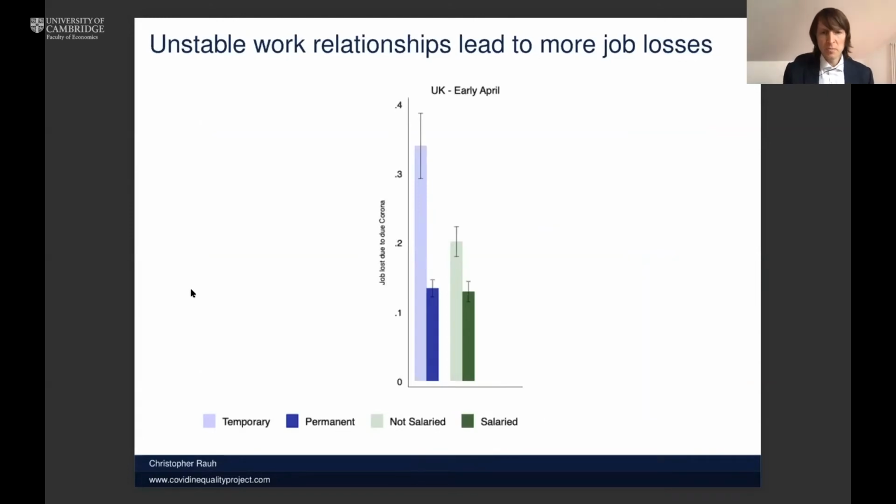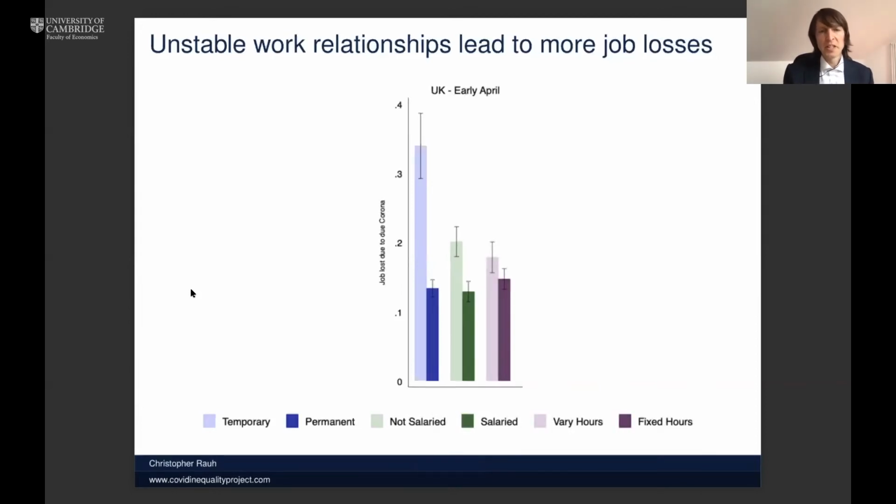Here we see the light green bar, people that do not receive a fixed salary. So it might depend on commissions, on sales, or on the hours worked. Whereas the dark green bars are people that receive a steady fixed salary every month. And what you see is that those that already have more volatile incomes, they're also more likely to have lost their jobs.